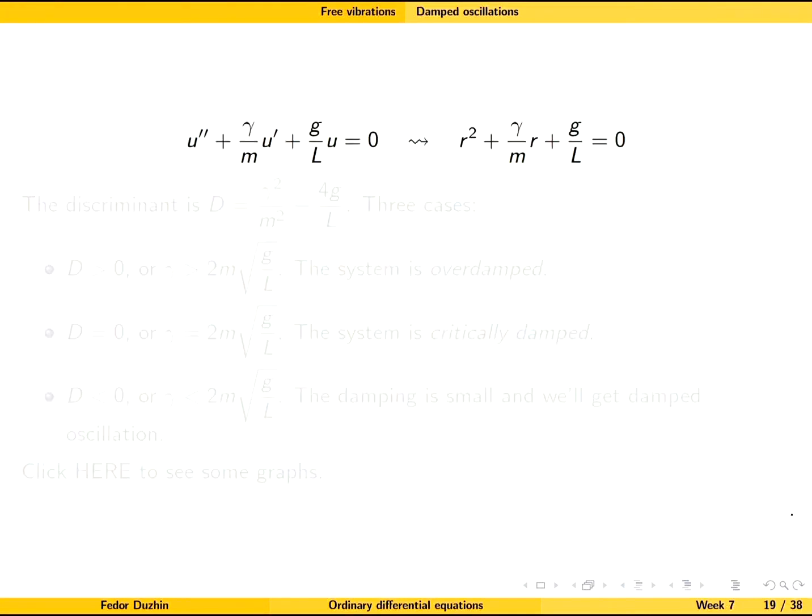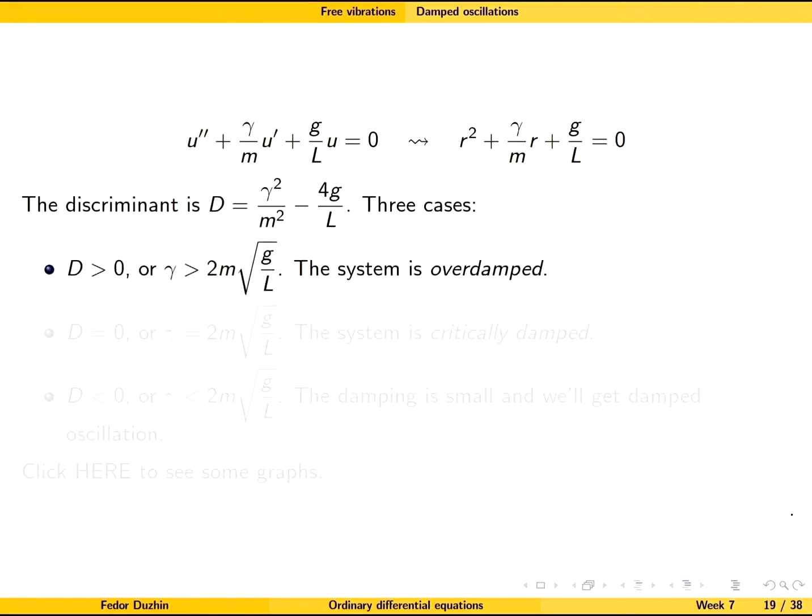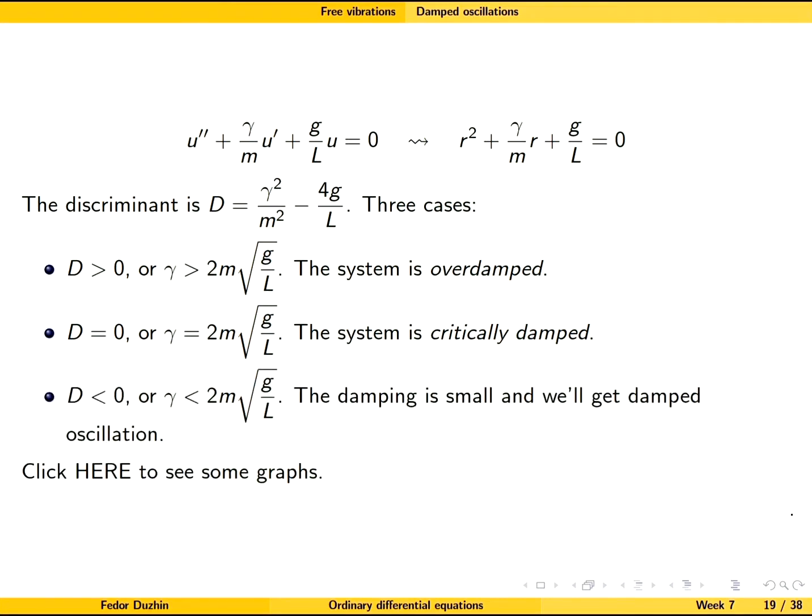Okay, now there are going to be three essentially different cases here. The first case, positive discriminant, so then we are going to have real solutions, and this case is called overdamping. When the discriminant is 0, this case is called critical damping, and when the discriminant is negative, then this is called damped oscillations.